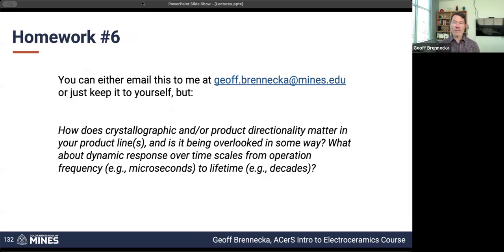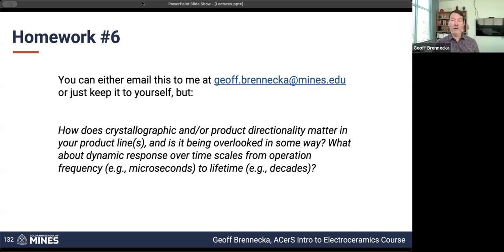Because so much of this was based around the crystallography, what is the direction of poling, and what is the direction of the field when I'm operating, I want you to think about how that applies to the materials that you're working on. So this is the crystallography about the way that things are set up, and do I need to break symmetry to get the performance that I want, and how can I do that?